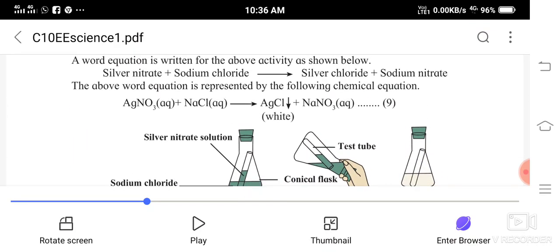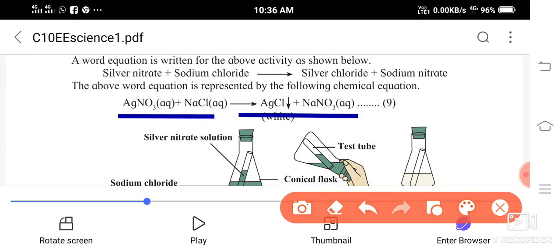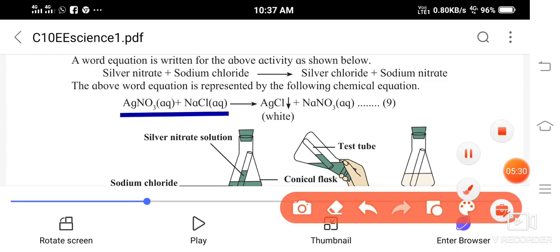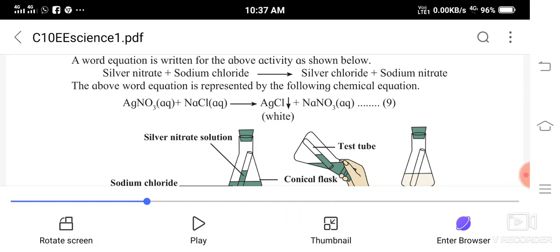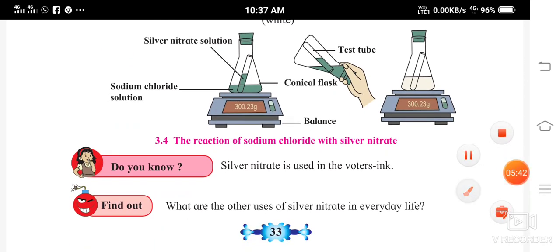See, the total mass of each of the elements in the reactant is equal to the total mass of each of the respective elements in the product. So the total mass of this reactant is equal to the total mass of the product. So the law of conservation is maintained. We saw this in the experiment also, isn't it? The reaction of sodium chloride with silver nitrate.